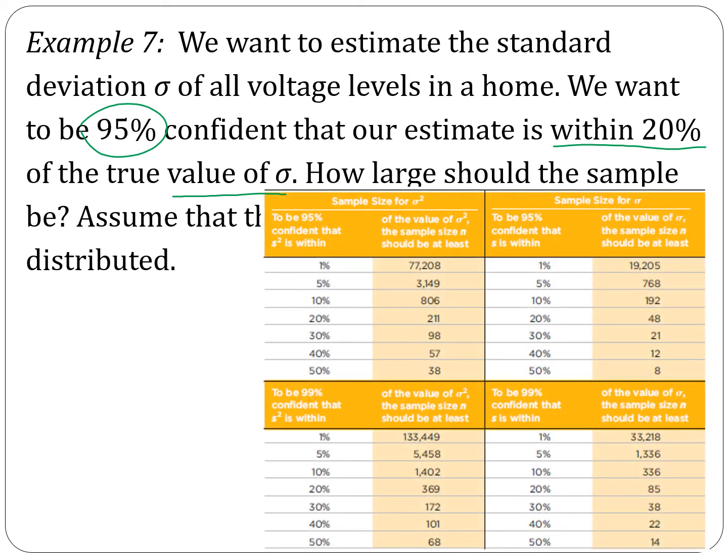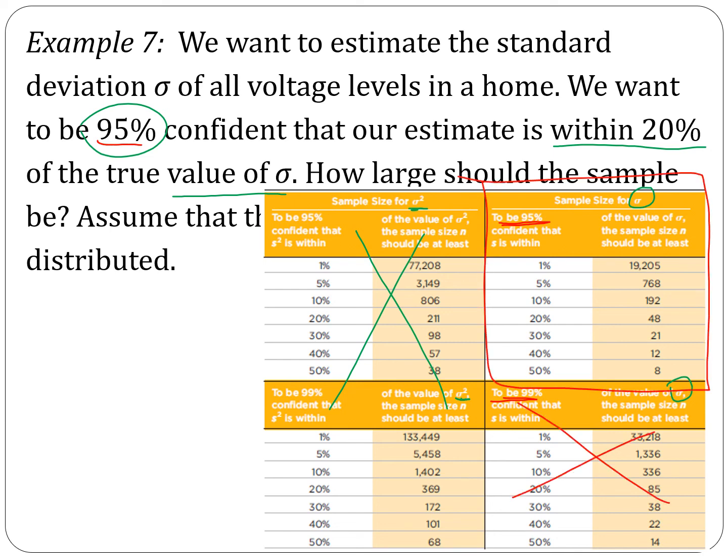We're estimating sigma. Now, if you look at this table, one side of the table is about sigma squared. This is not the side we want. We want the side that's about sigma. Okay, now there's two options. We have 95% confidence and 99% confidence. This problem we want 95%. Okay, so we're in this box, top right. We want it to be within 20%, so now we're just looking at 20%, and we're saying our sample size is 48.